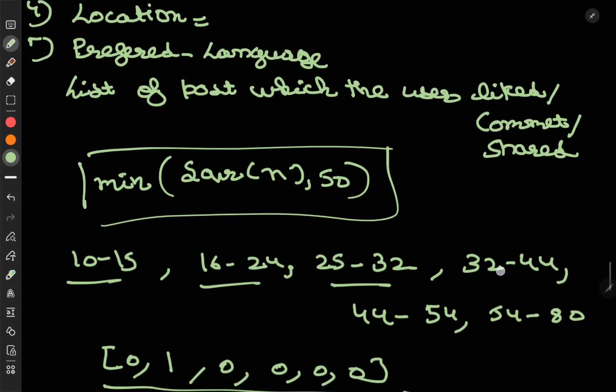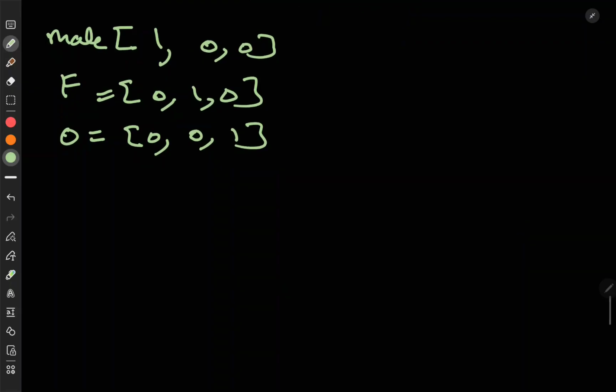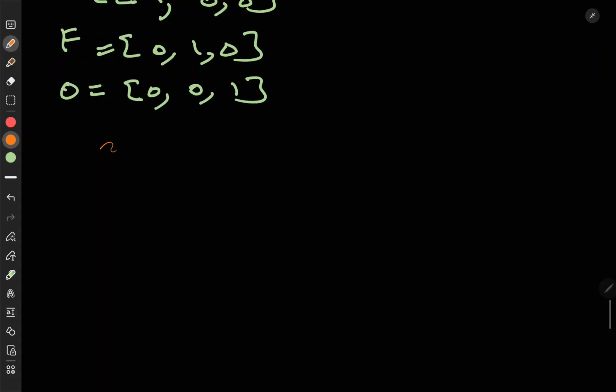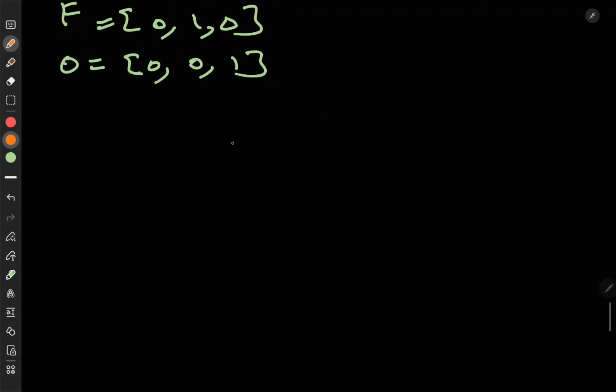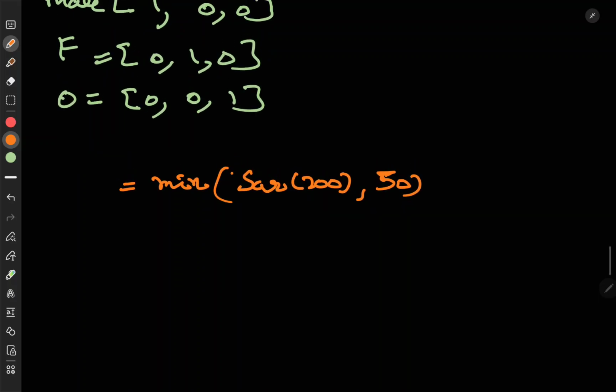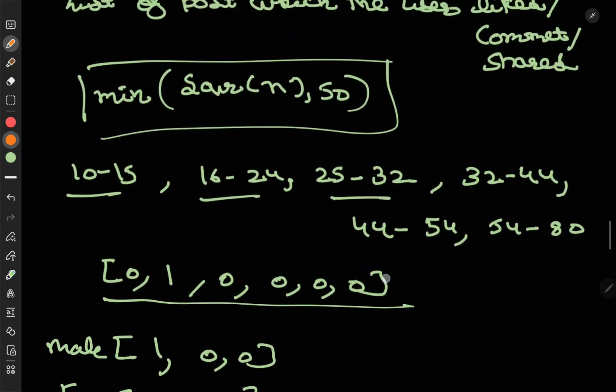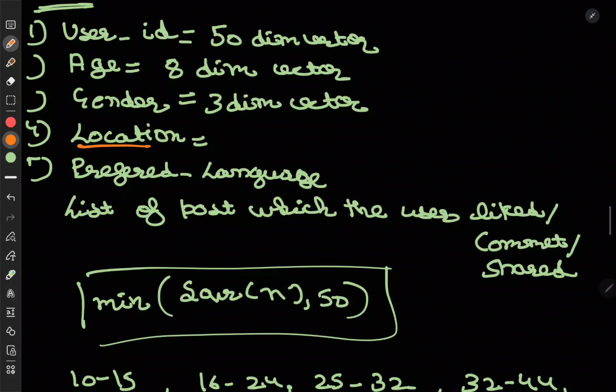Now coming to location. Let's consider that we have roughly 200 locations with us, right? So again, to represent locations, we can simply use embeddings. We again apply the rule of thumb, that is min of square root of 200 comma 50. That would roughly come out to be 16. So this particular location vector could be represented using a 16-dim vector.